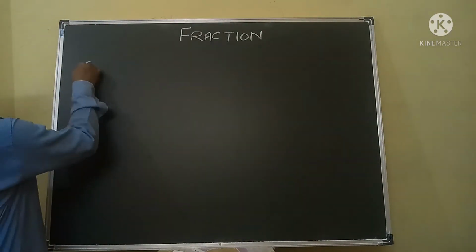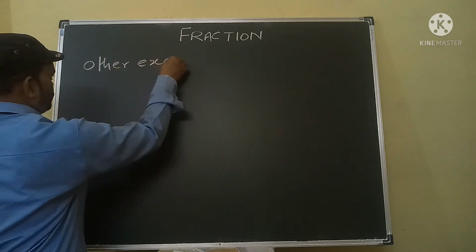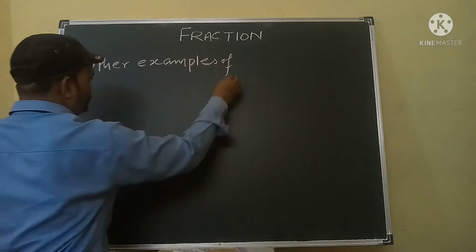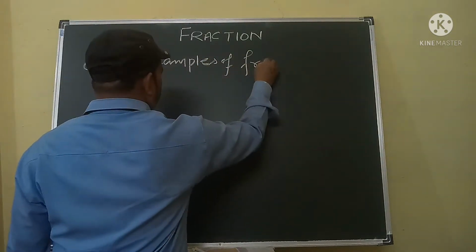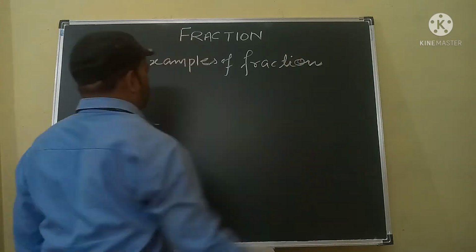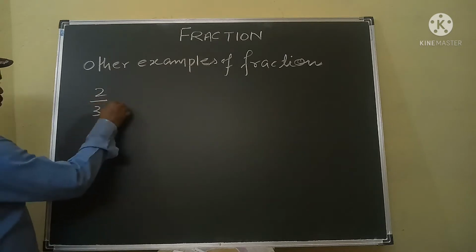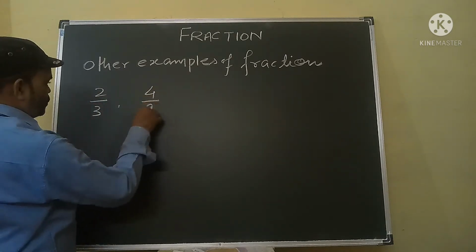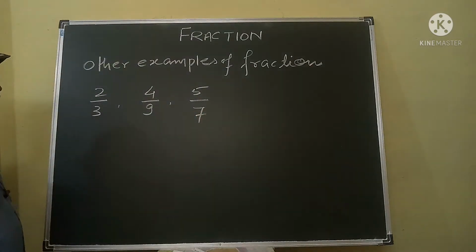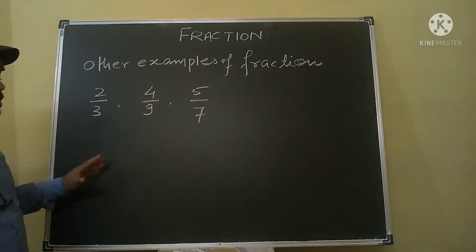Other examples of fractions are 2 upon 3, 4 upon 9, 5 upon 7, and so on. All these are examples of fractions.